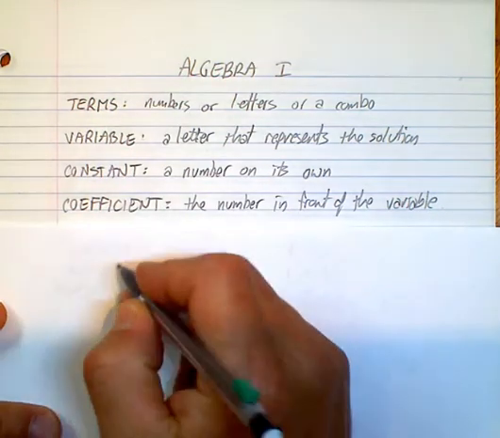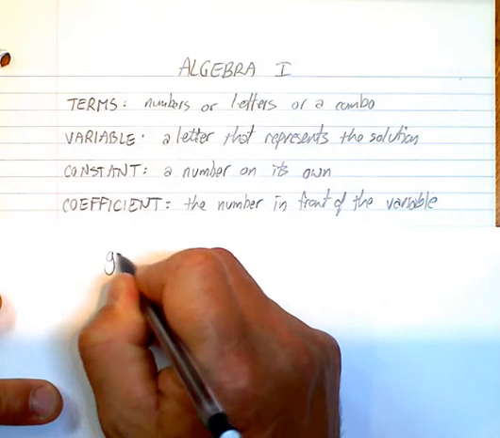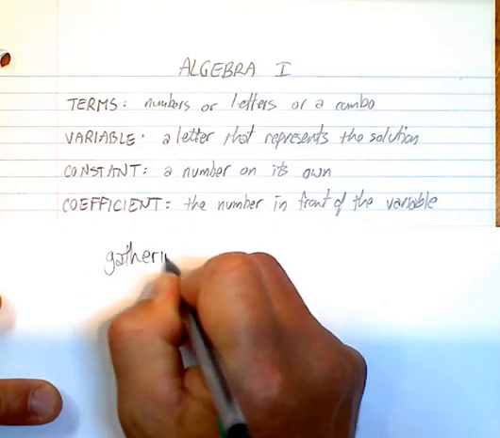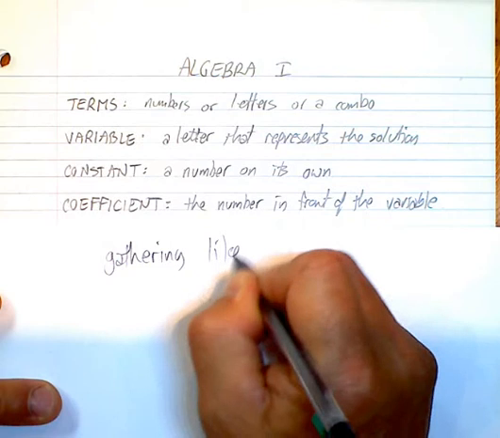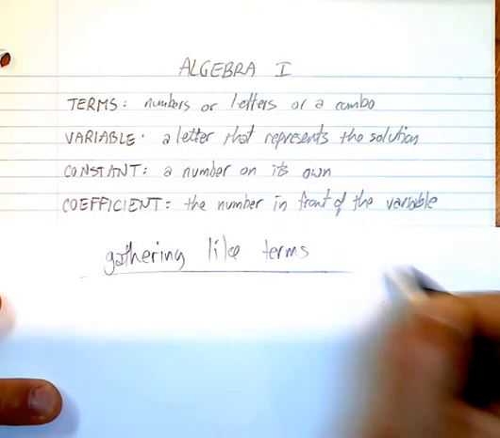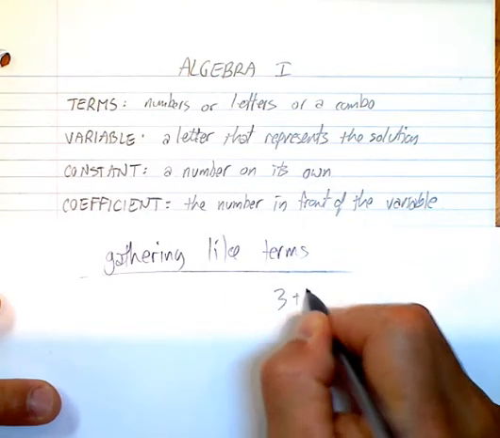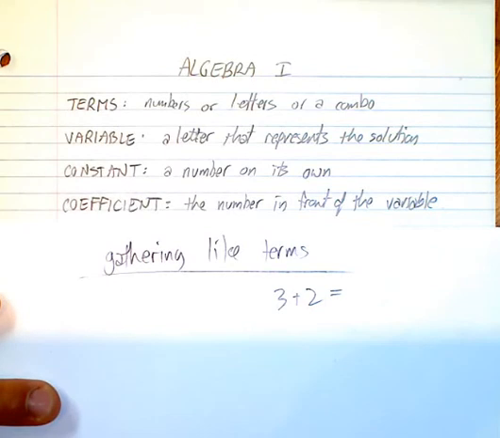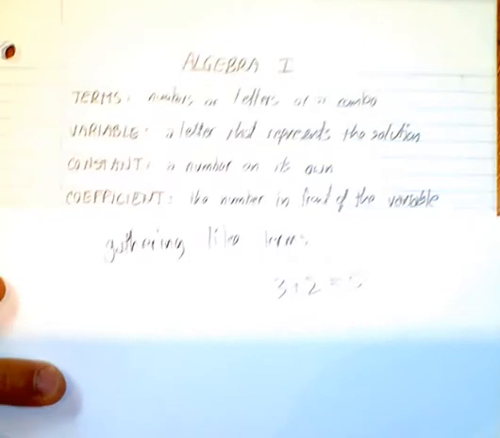We're looking at what we call gathering like terms. This could be something as simple as if I say 3 plus 2, you're not going to say to someone that you have 3 plus 2 children, you're going to tell them that you have 5 children. You're going to simplify it by grouping them together.